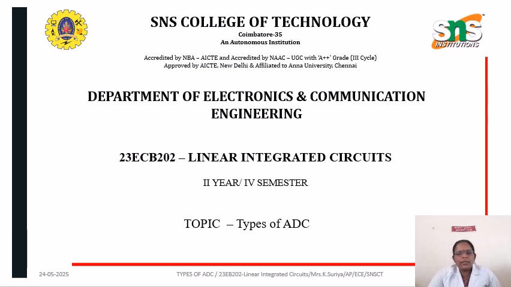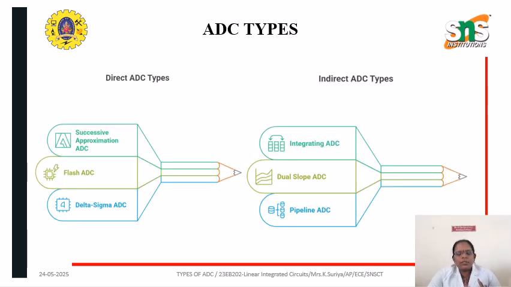So in this video, let us see about different types of analog to digital converters. Basically, analog to digital converters are divided into two types, direct and indirect ADCs. If an ADC performs the analog to digital conversion directly by utilizing the internally generated equivalent digital code for comparing with the analog input, then it is called a direct type ADC.